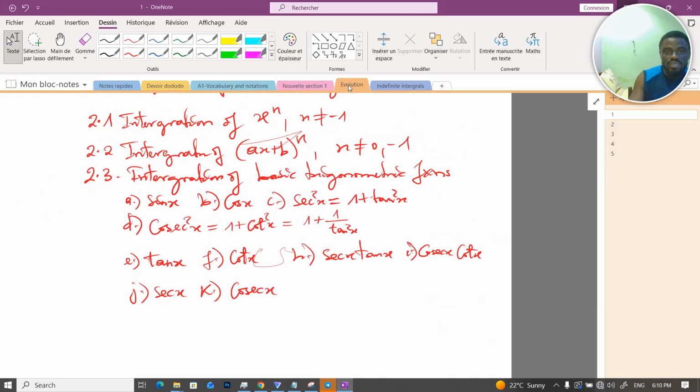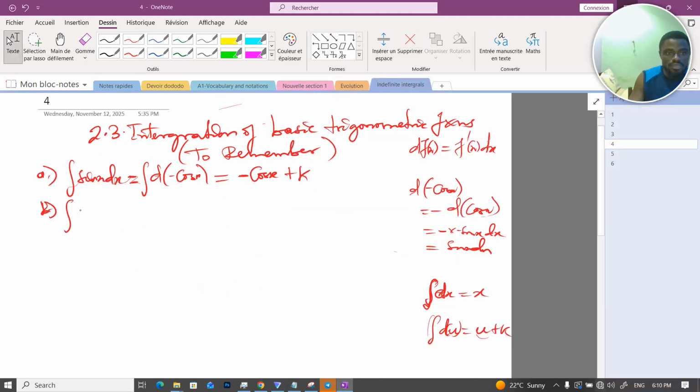indefinite integral of cos x. Okay, integral of cos x dx. These are formulas you should remember. I wrote it here. Remember them.